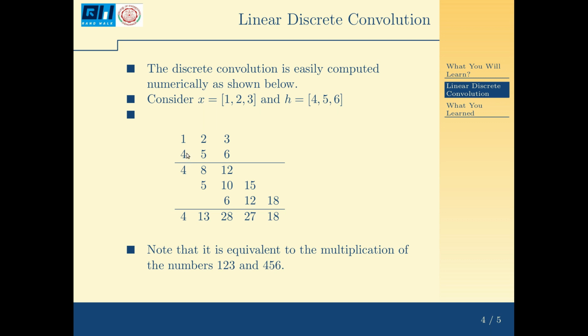This is for n equal to 0. So just like your school class multiplication, it becomes 4 into 1. This is a 4. 4 into 2 is an 8. This 4 into 3 is a 12. Then n equal to 1, there will be one shift, that is for this.